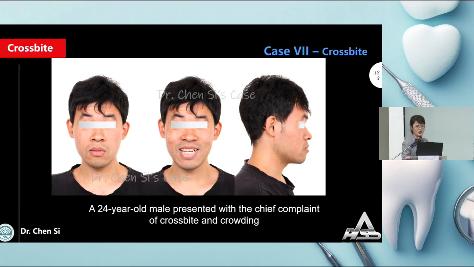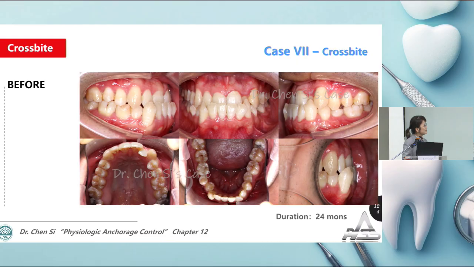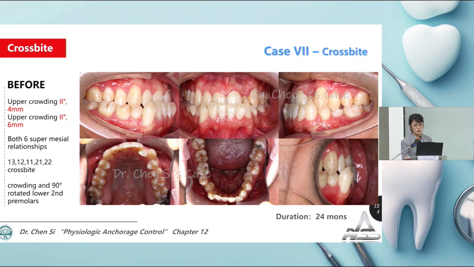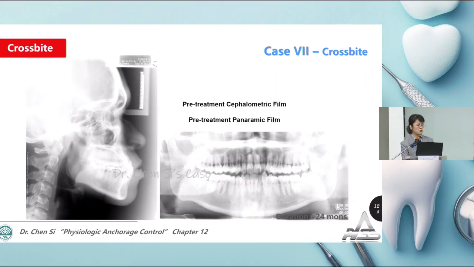This is another adult with a protrusive mandible, skeletal class 3, protrusive mandible and protrusive lower lip. Intraoral examination showed class 3 molar relationship, anterior crossbite, crowding and 90-degree rotated lower second premolars, and the cephalometric analysis revealed it was a skeletal class 3 case with protrusive profile.